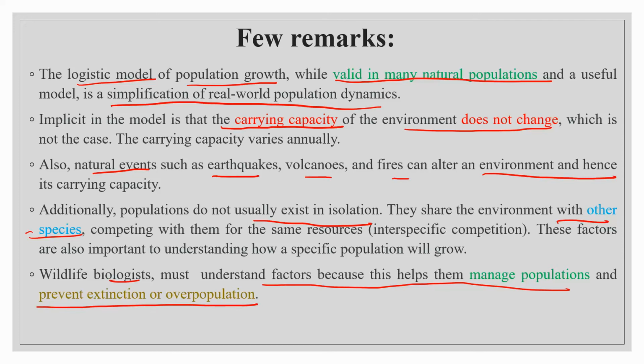So in today's lecture we discussed logistic population growth. In the coming lecture I will show you a few prey-predator models, how two populations compete with each other and how we can model those types of scenarios in my next lecture.